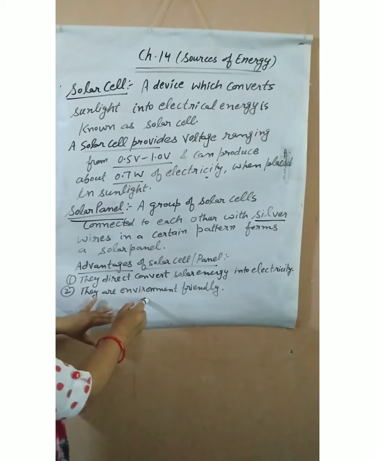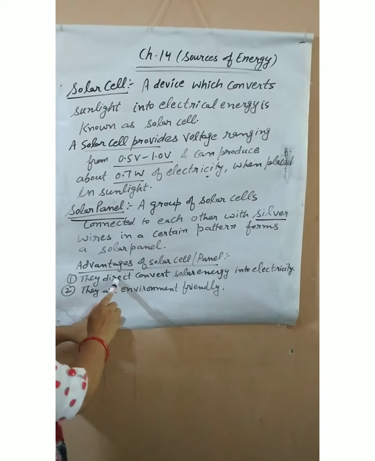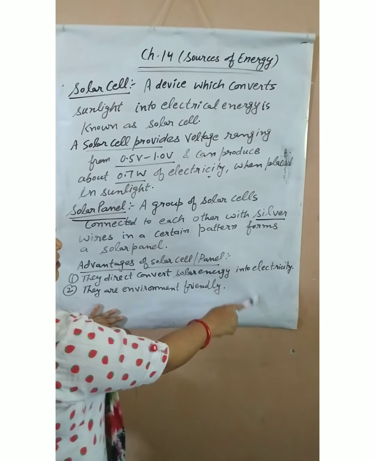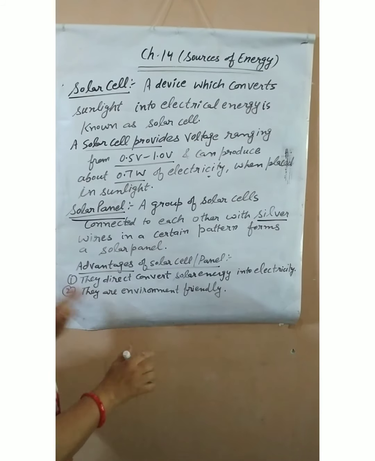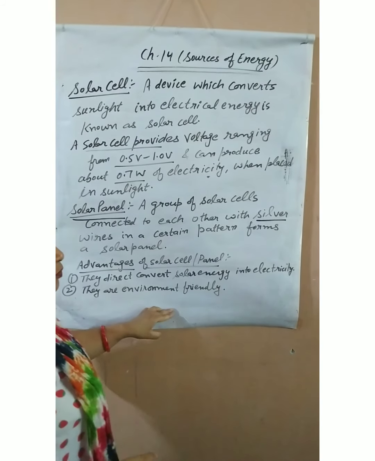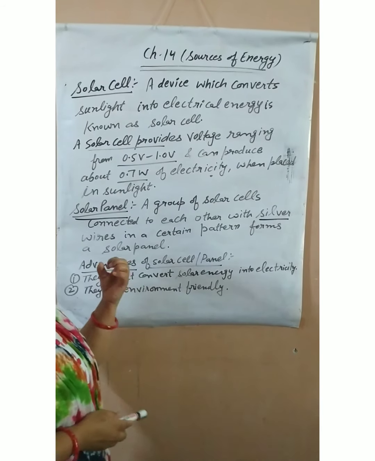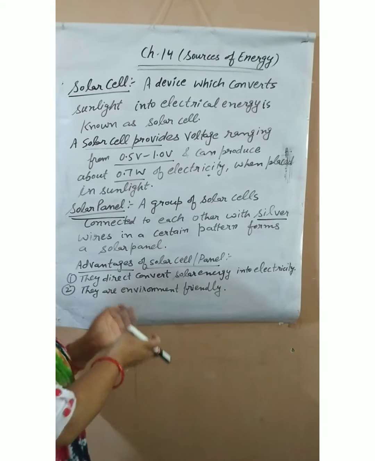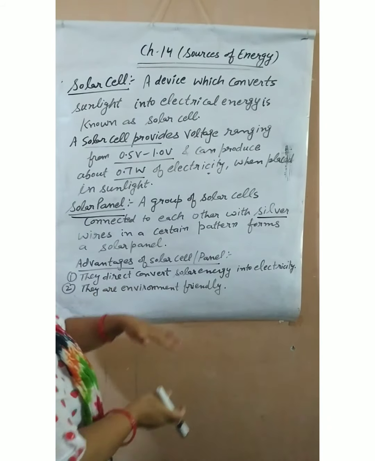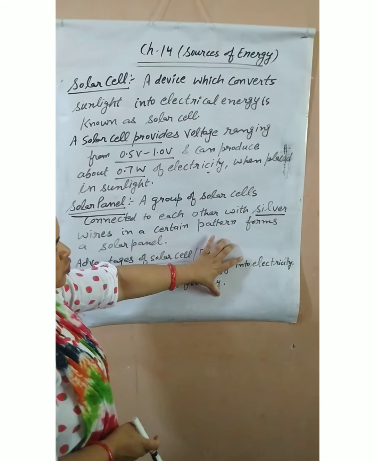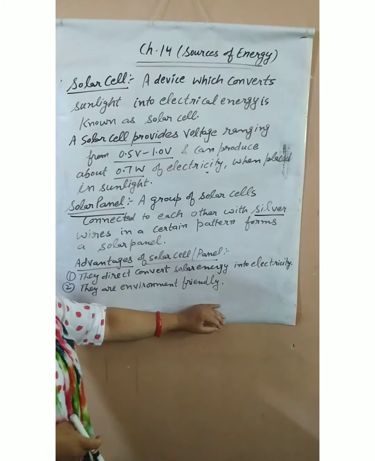So what are the advantages of these solar cells and panels? Directly they convert solar energy into electrical energy. They don't need any other device. Moreover, they don't cause any pollution. They are environment friendly. Using these solar panels, we can save the fossil fuels also, because they are based on a renewable source of energy. Besides that, it also has its own disadvantages.